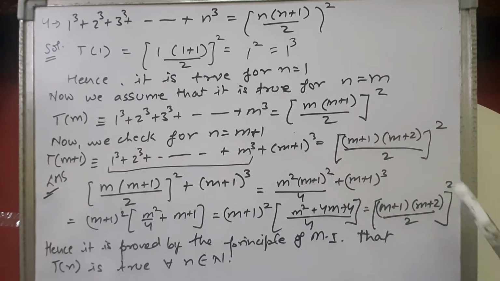So now we can see that this is what we have to prove. This is the right hand side. So now we can comment that hence it is proved by the principle of mathematical induction that Tn is true for all n belongs to natural number. Alright children, please note down the solution.